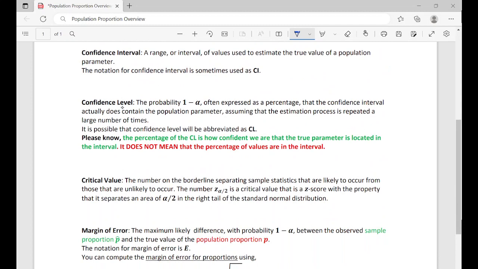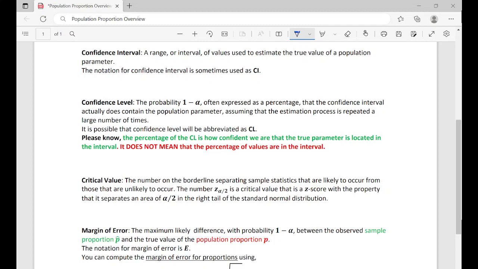Next is confidence level. The probability 1 minus alpha, often expressed as a percentage, that the confidence interval actually does contain the population parameter, assuming that the estimation process is repeated a large number of times. It's possible that the confidence level will actually be abbreviated as CL.